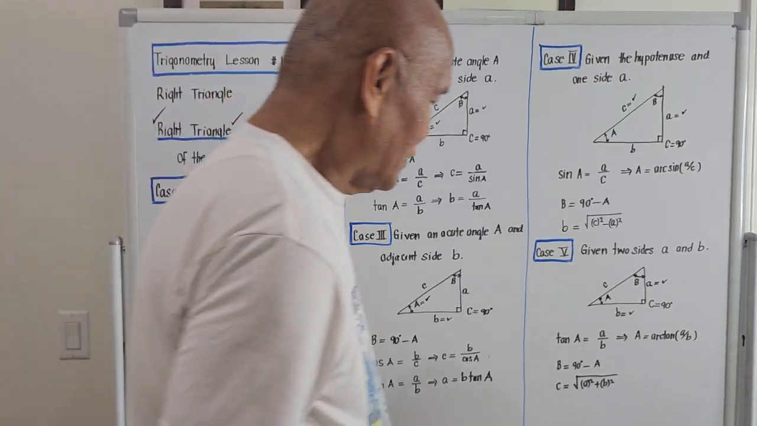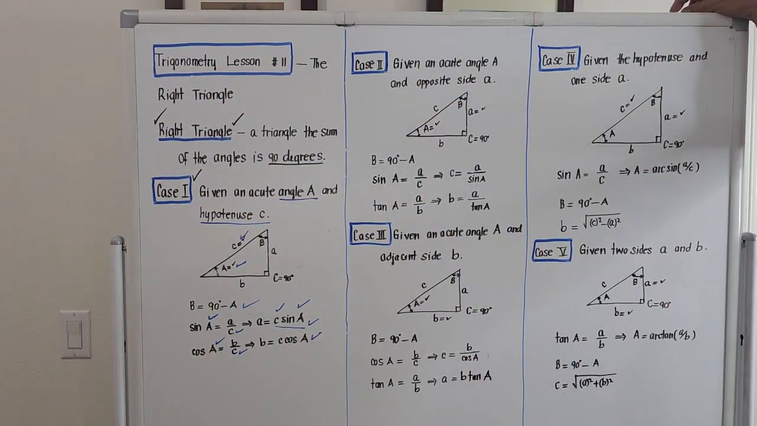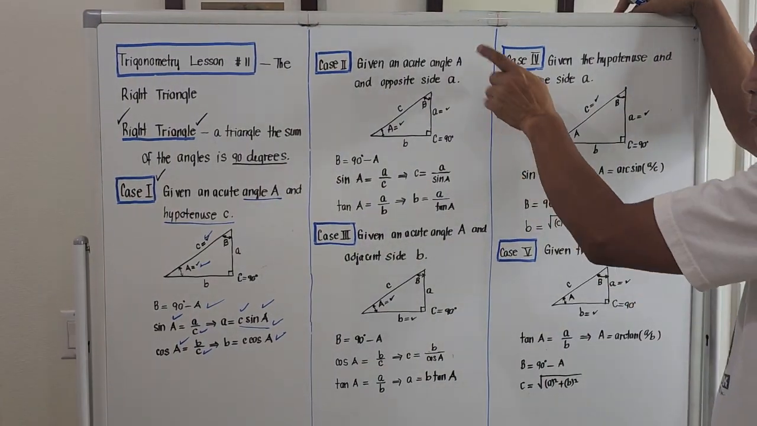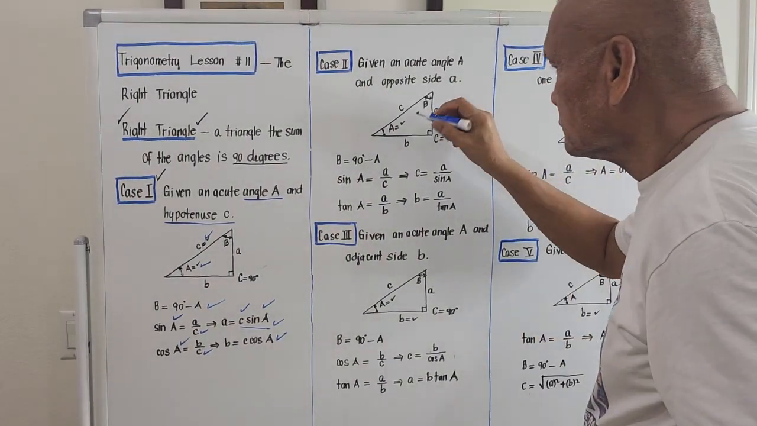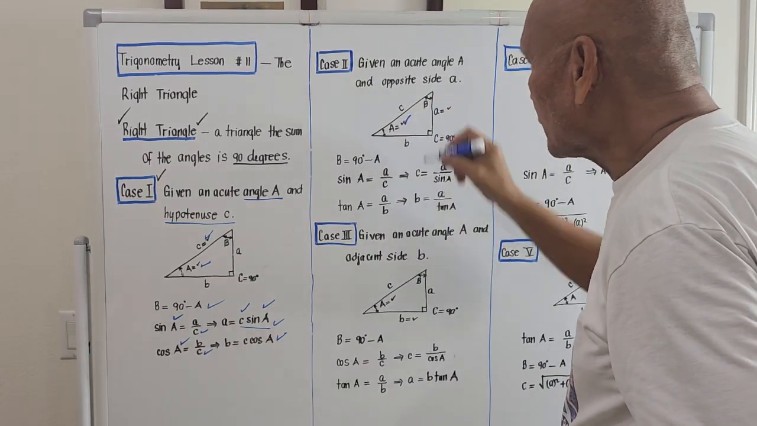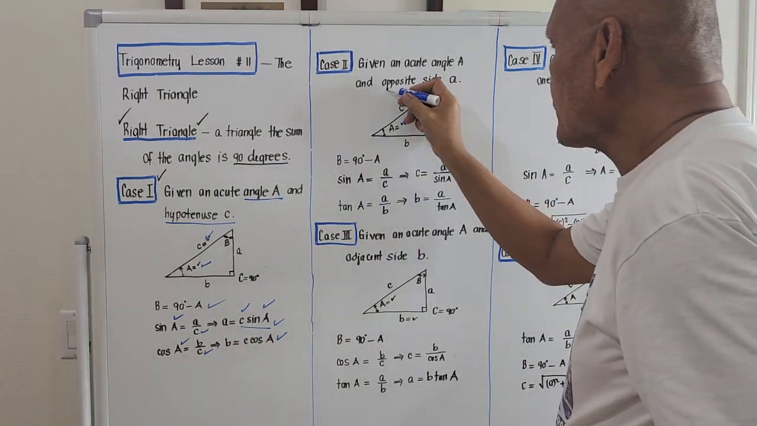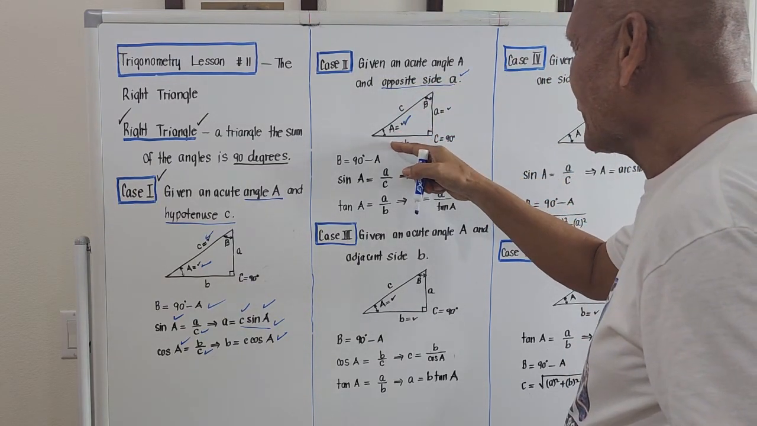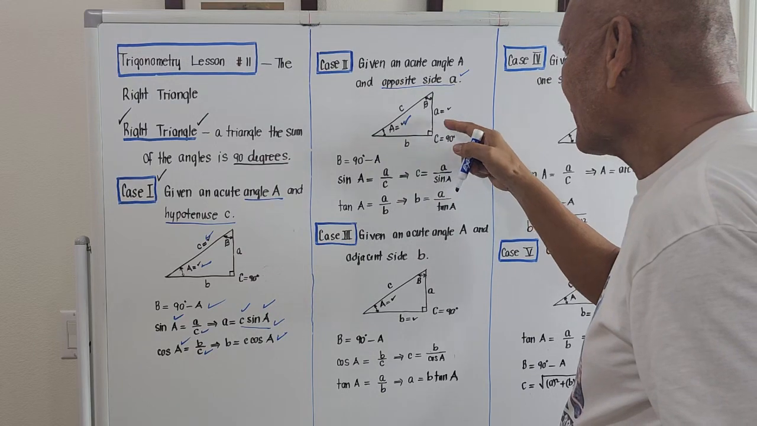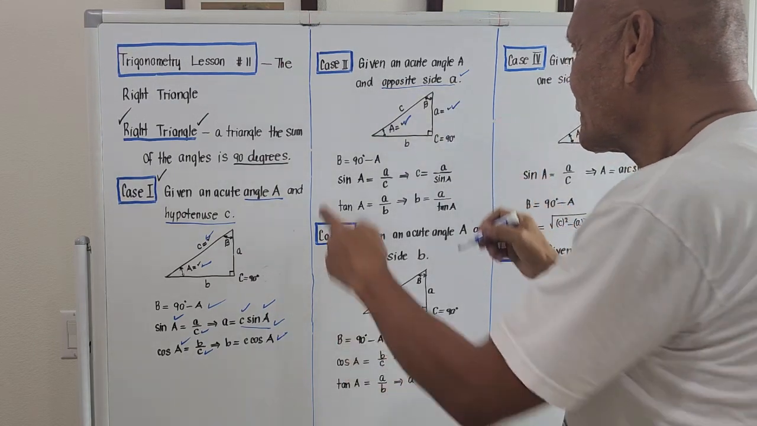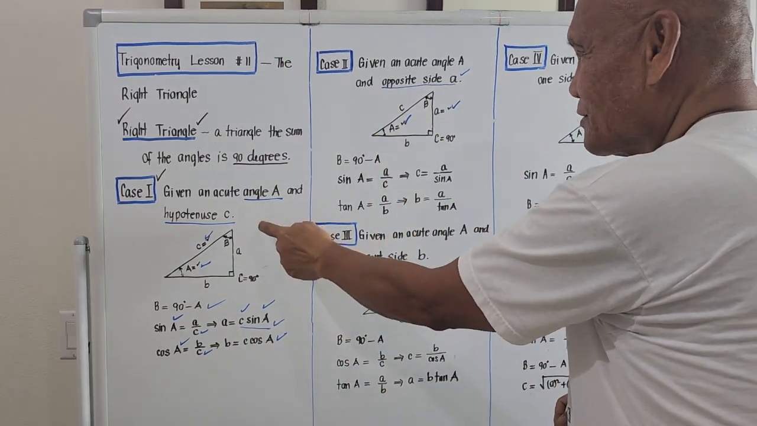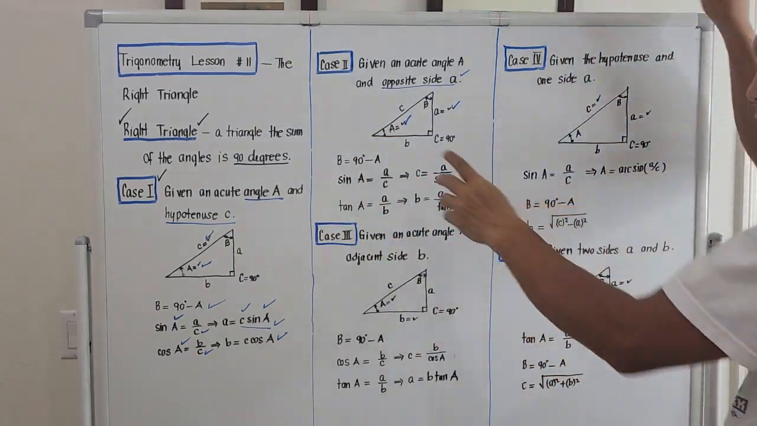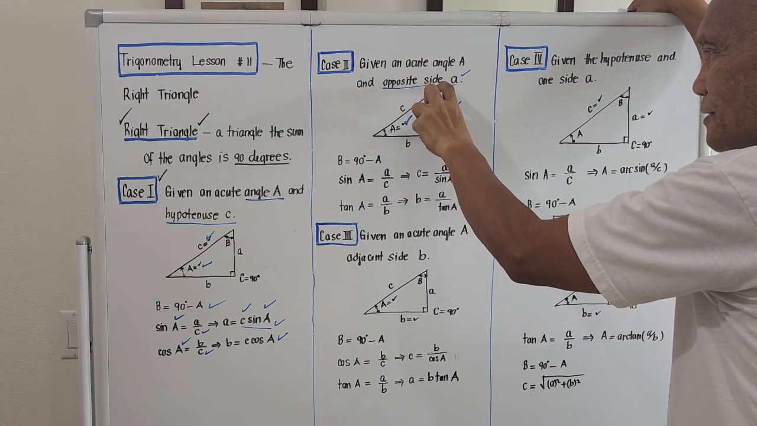Okay, it's an easy one. Case number 2. We are still given acute angle A and opposite side A. Meaning we are given angle A and we are given opposite side A. The first case is actually when we are given the hypotenuse, that's case number 1, right? But for case number 2, what is given is angle A and opposite side A.